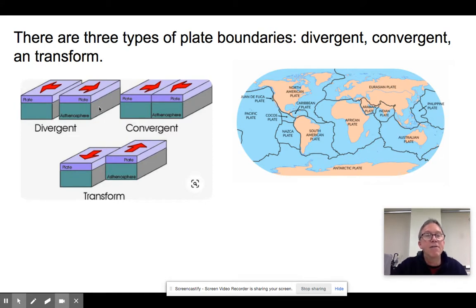We can have divergent, where they spread apart. That would be rift valleys and mid-ocean ridges. We have convergent, where they're coming together, subduction zones for the most part. And we can have transform, where they're sliding past. All right, and those are fairly rare. There's only one really famous one of those.